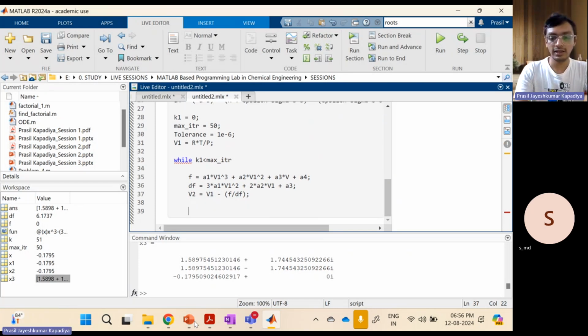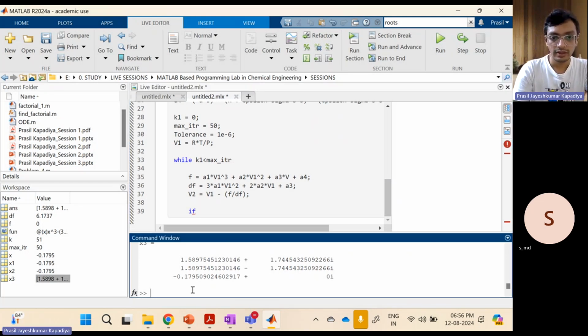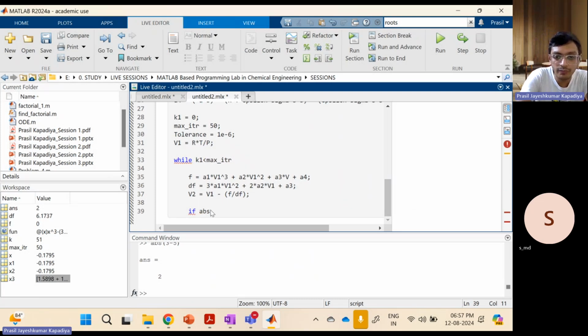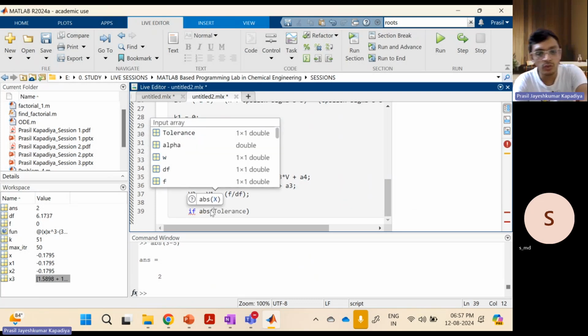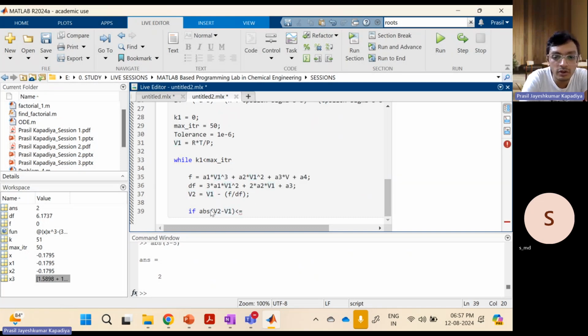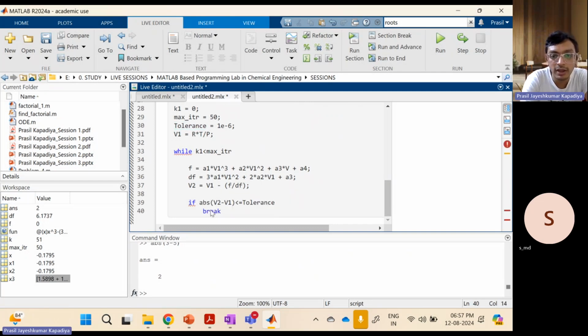Okay. Now let's say I want to find ABS. What is the value of 5 minus 3? That is 2. What is the value of 3 minus 5? Minus 2. But let's say I just want a positive number. So let's say I am writing absolute of 3 minus 5. So it will give me the positive answer 2. So if the absolute value of V2 minus V1 is less than or equal to my tolerance, I'm just taking this criterion, then I will break my loop. That will be my solution.